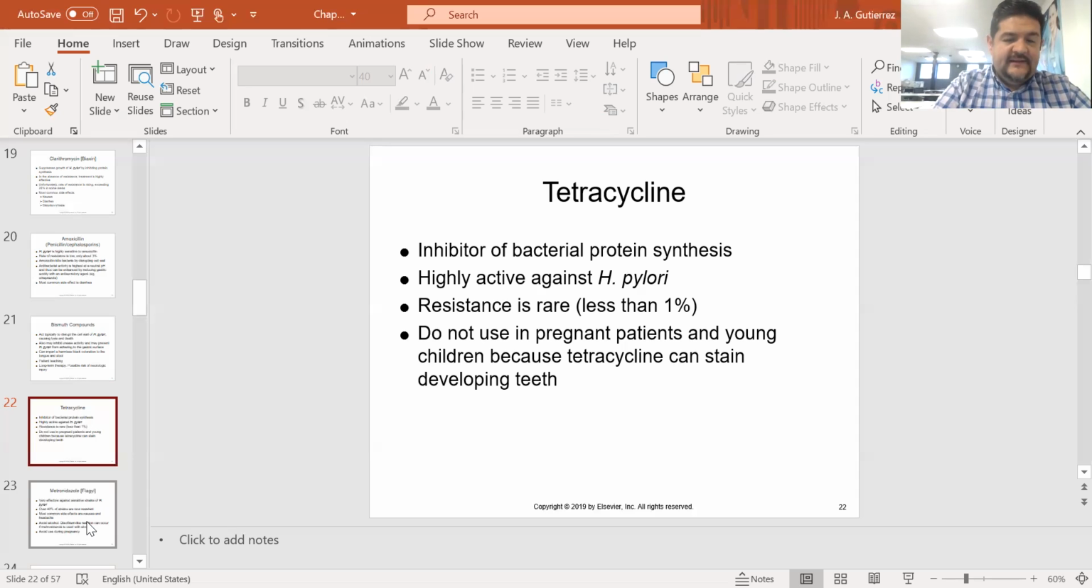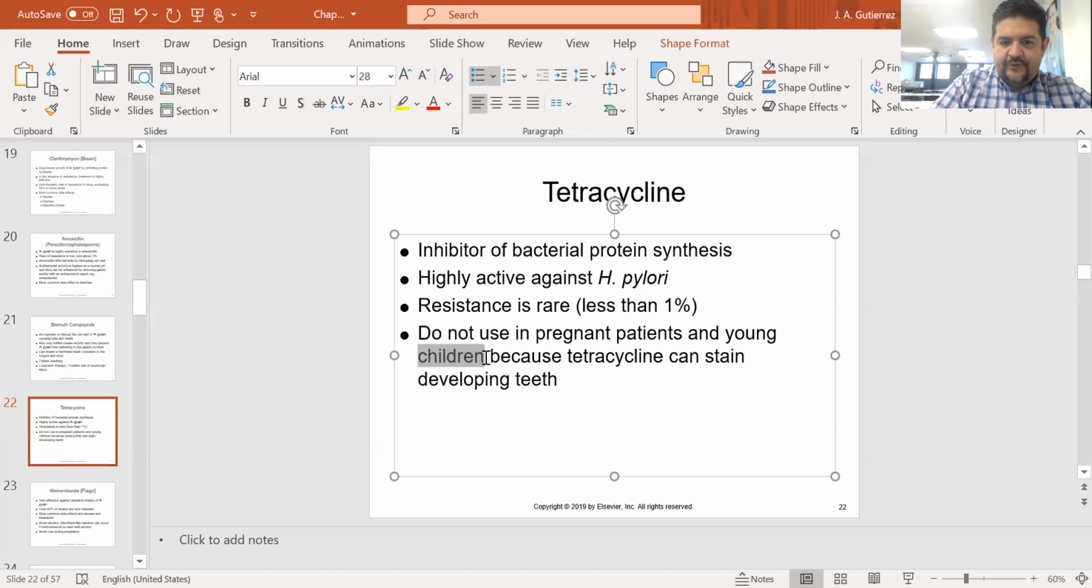So tetracyclines are not advised to be used on kids. Why? Because they need that calcium to grow. So it's not advised in children. It's not advised in pregnant patients. And not because of the mom, it's the fetus. Same thing. The fetus needs calcium to develop a proper skeletal system.